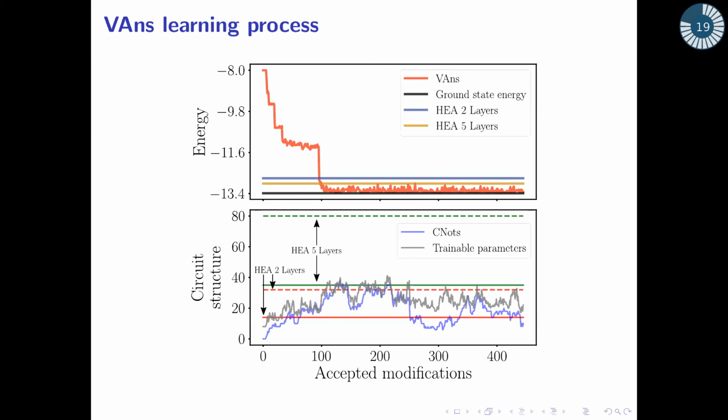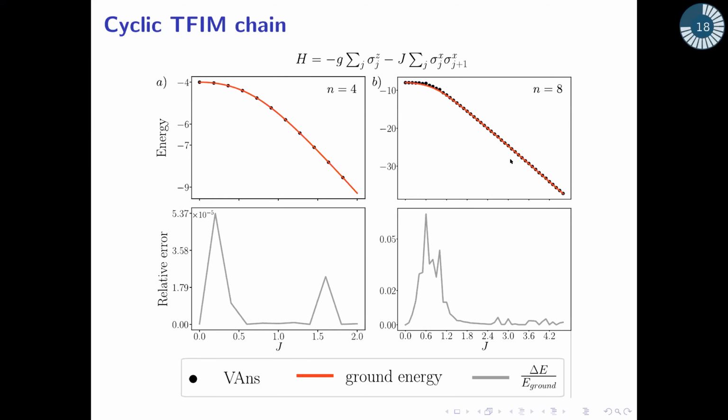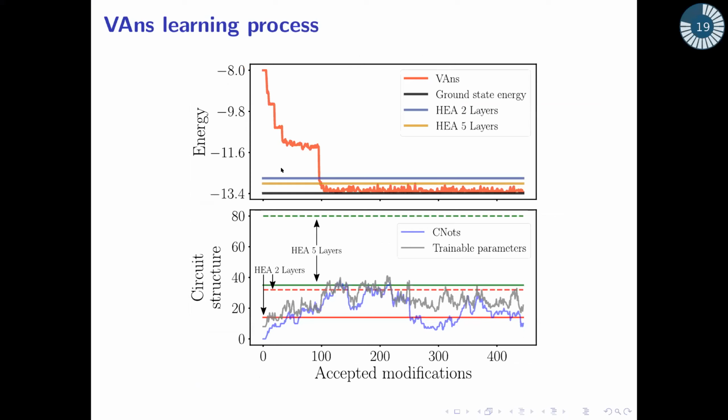What I would like to show here is the learning process, if you want, of one of these points here. What I depict above is the energy of the ansatz, the energy of the circuit that our algorithm proposed as the iterations evolve through time. And what we see is that the algorithm converges to some ansatz whose state is close to the ground state. And below, what I show is the circuit structure as time evolves.